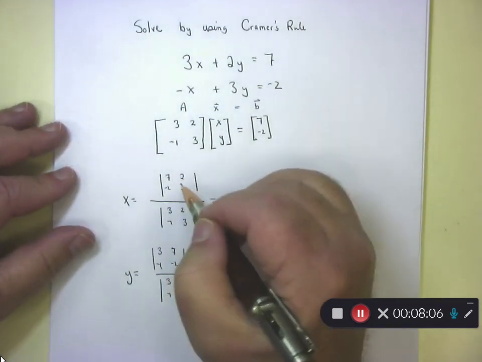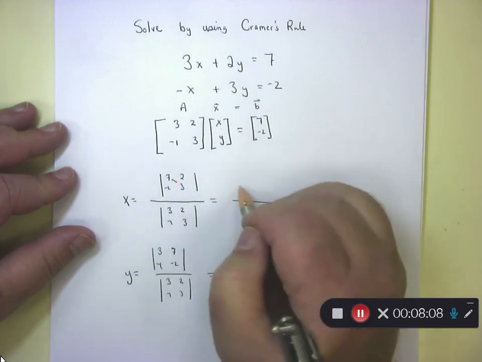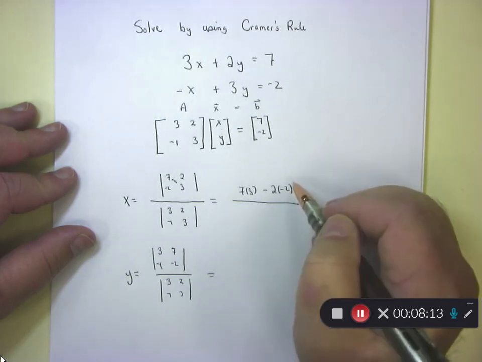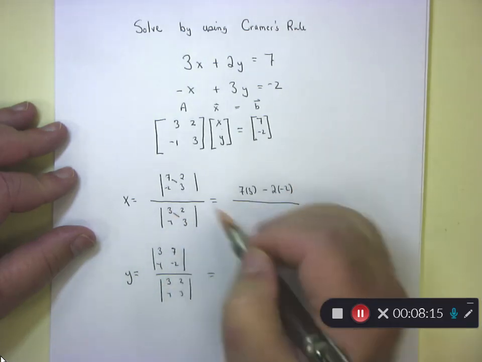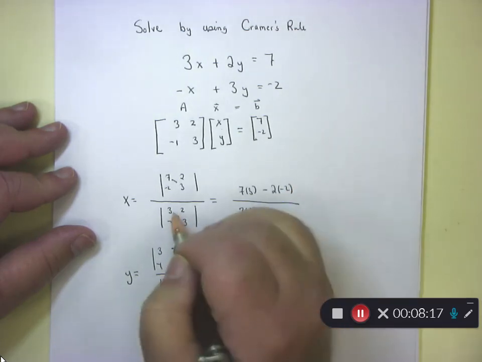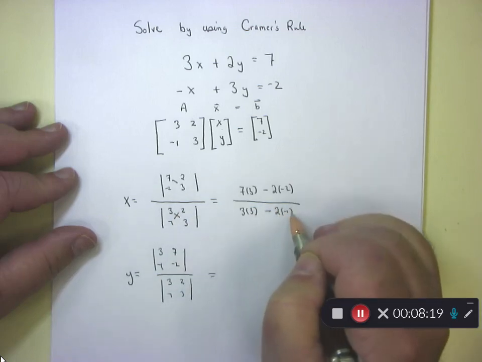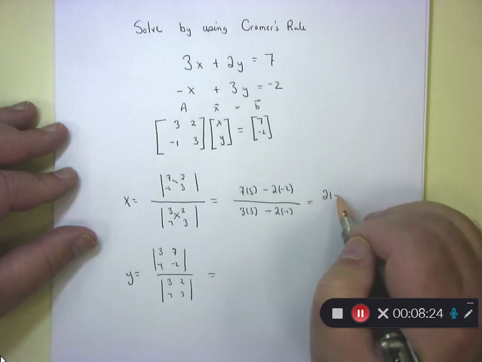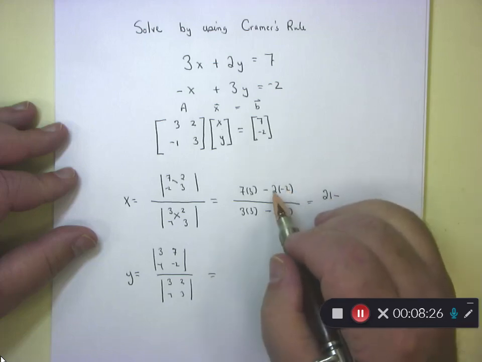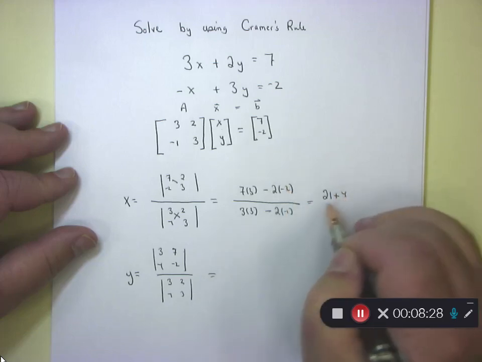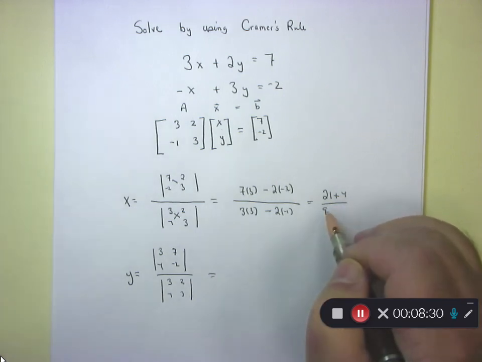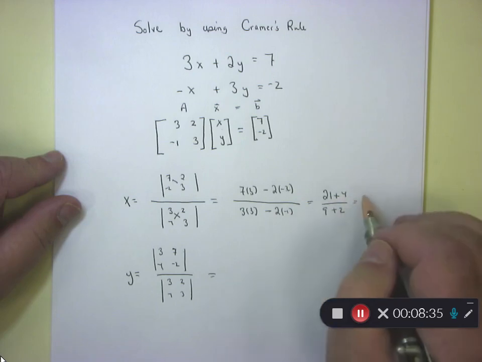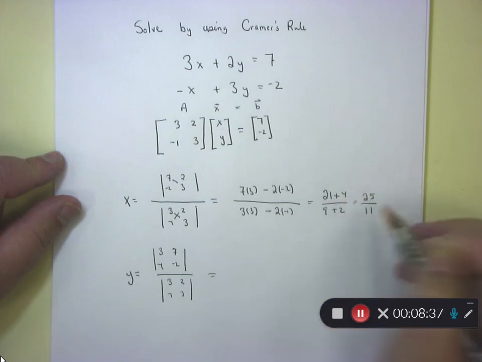So to take the determinant of 2 by 2, you do the main diagonal, 7 times 3 minus the off diagonal, 2 times negative 2, divided by main diagonal, 3 times 3 minus 2 times negative 1. So 7 times 3 is 21, minus 2 times negative 2, which is a plus 4, over 3 times 3 is 9, negative 2 times a negative 1 is a plus 2, and I end up getting 25 over 11.